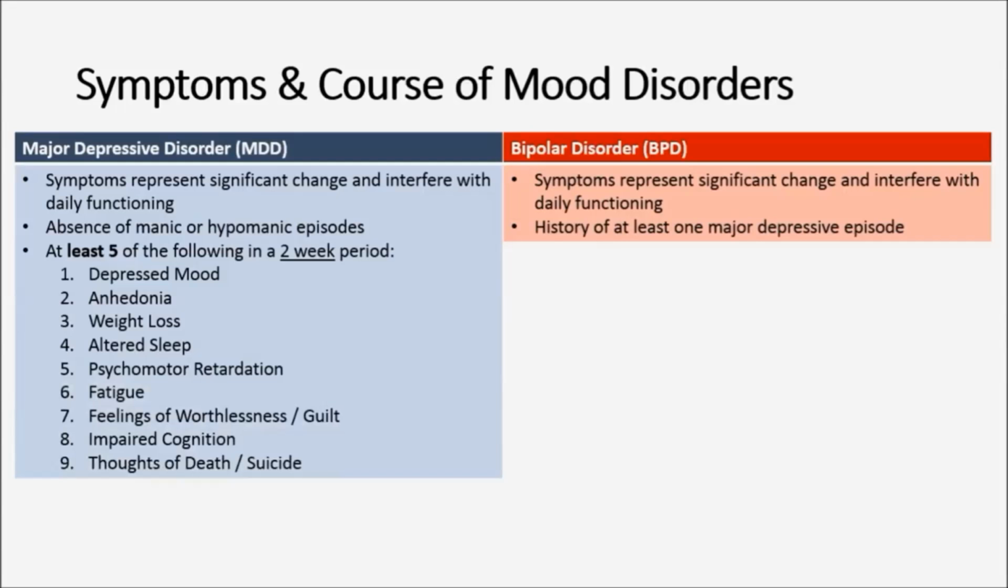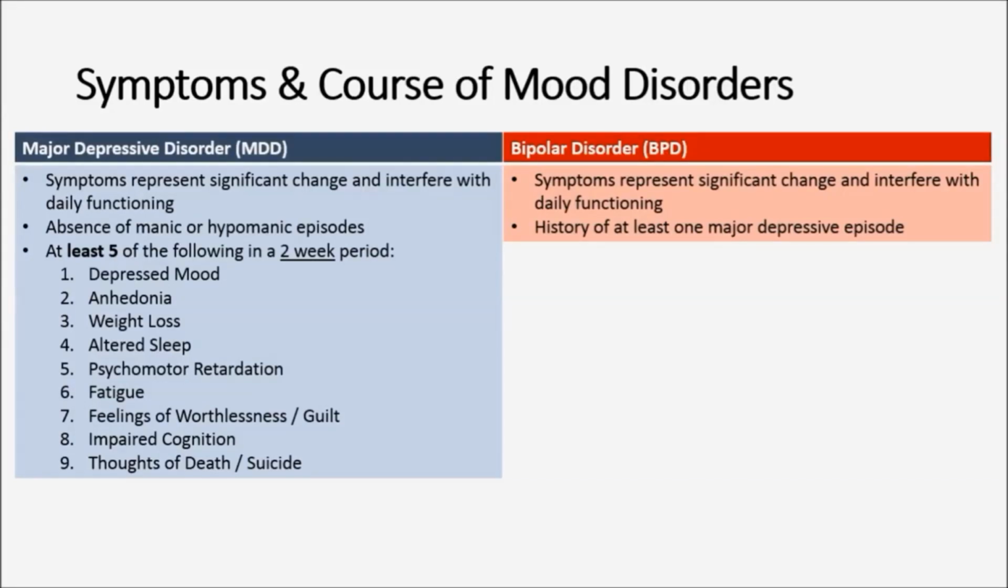In terms of major depressive disorder, there have to be at least 5 of the following symptoms in a 2-week period: depressive mood, anhedonia, which is the lack of interest in previously pleasurable activities, weight loss, altered sleep, psychomotor retardation, which essentially refers to abnormally slowed or reduced movements or speech, fatigue, feelings of worthlessness and guilt, impaired cognition, or thoughts of death and suicide. So at least 5 of those have to be present in a 2-week period in order for major depressive disorder to be diagnosed.